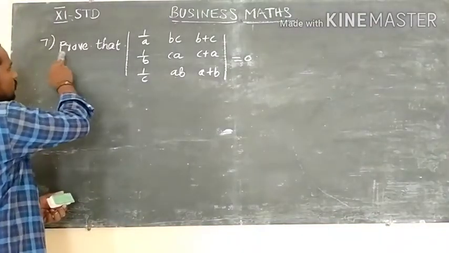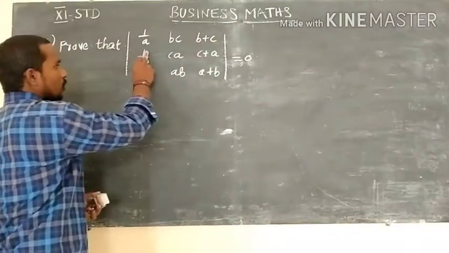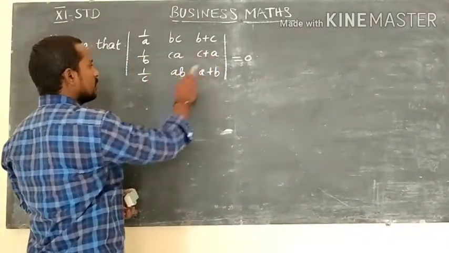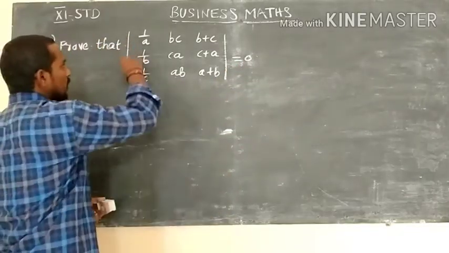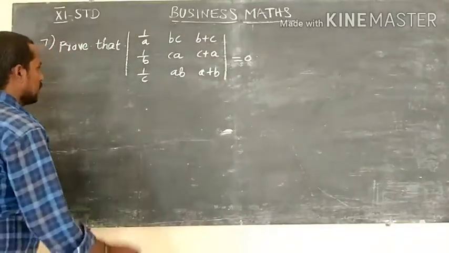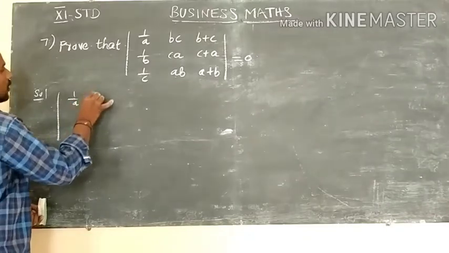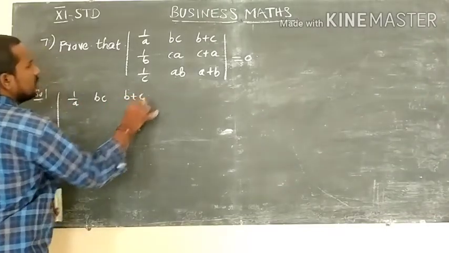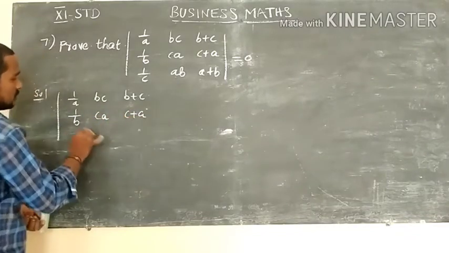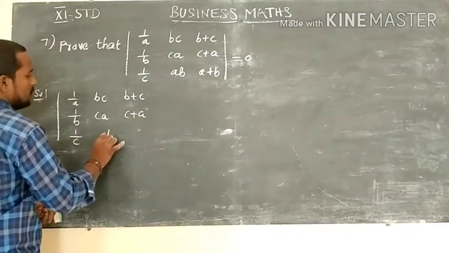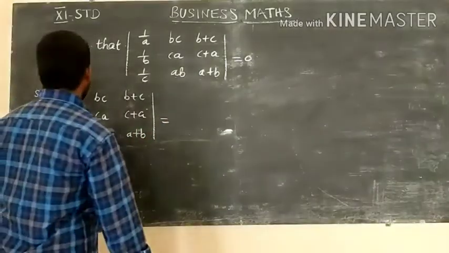Okay, next, some two question. Prove that the determinant 1 by a, bc, b plus c, 1 by b, ca, c plus a, 1 by c, ab, a plus b equal to 0. So we want to prove that the given determinant is equal to 0. Okay, the solution. So consider the LHS: 1 by a, bc, b plus c, 1 by b, ca, c plus a, 1 by c, ab, a plus b. This is equal to. Okay.